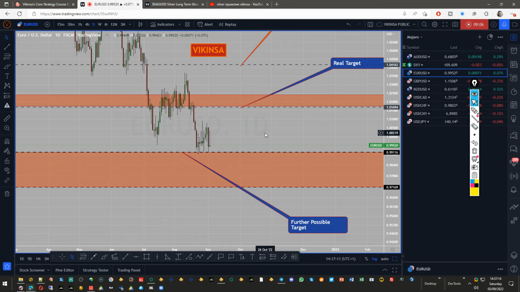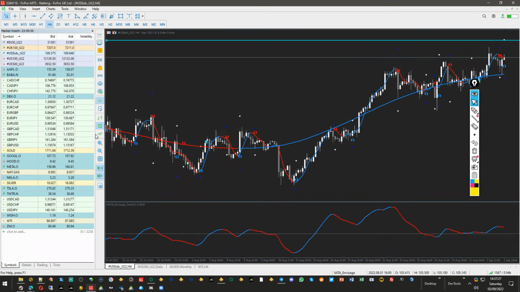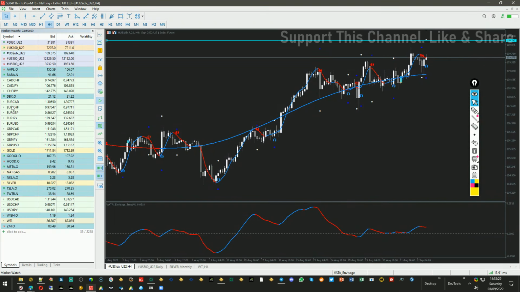So if DXY is going to go up, Euro is going to come down. I won't be surprised if Euro actually comes down even further if the dollar is picking up strength. So let's ask what it is trying to do.